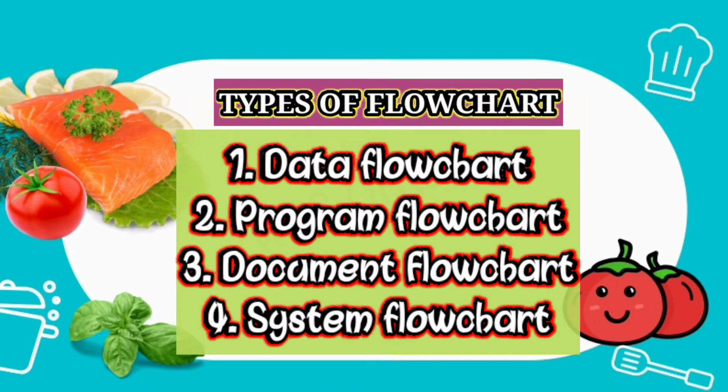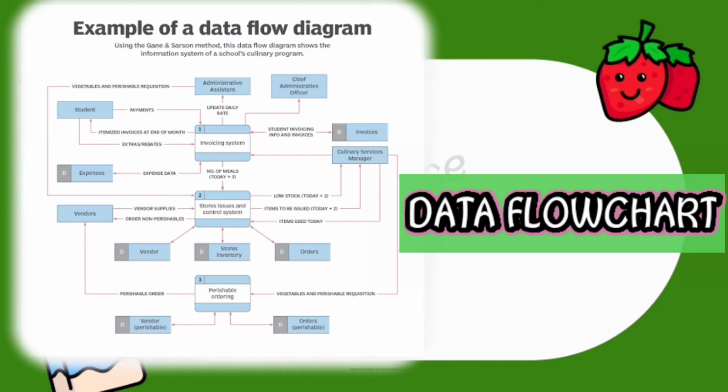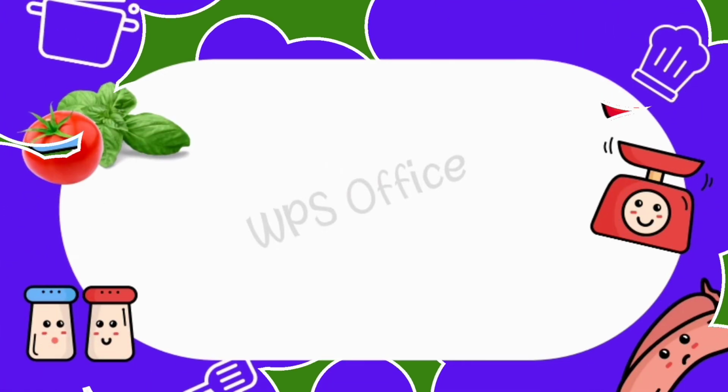These are the types of flow charts. We have data flow chart, program flow chart, document flow chart, and system flow chart. These charts, they have their own diagrams. This is a data flow chart. You can see the data flow charts have different shapes. You can see we have the square shape and also the rectangle shape.